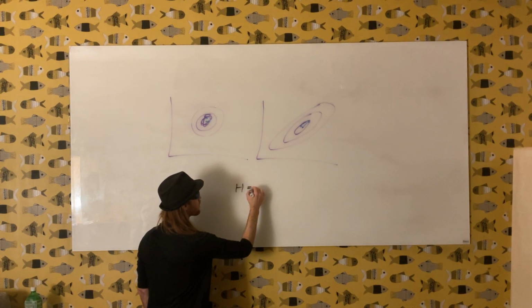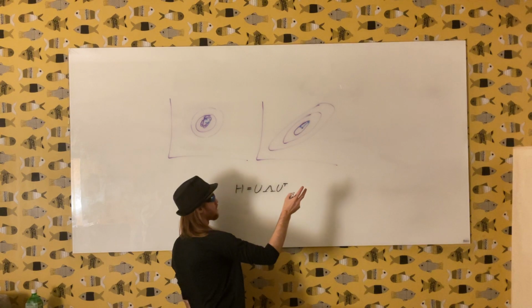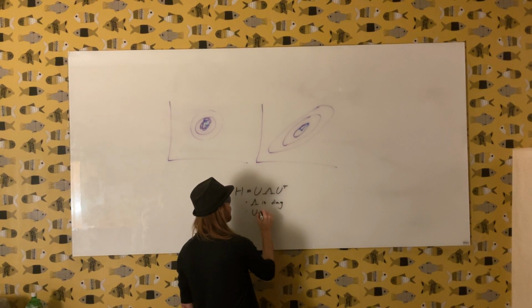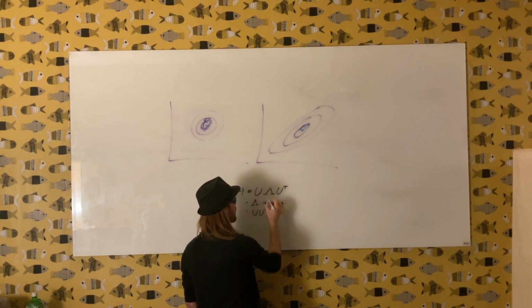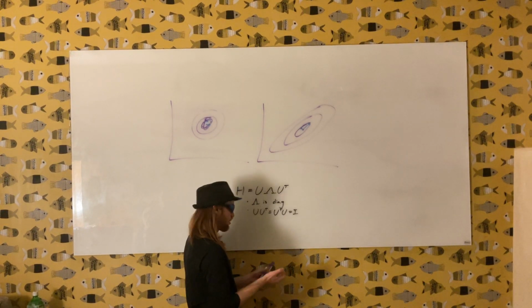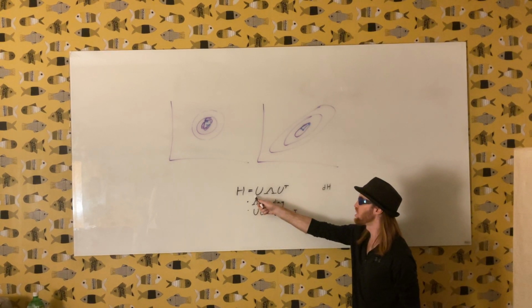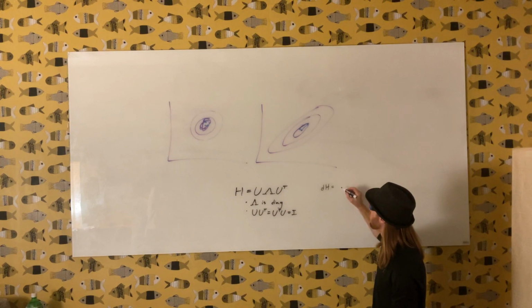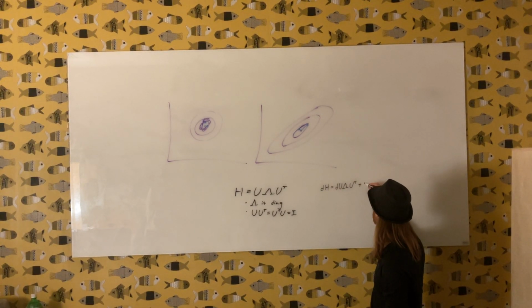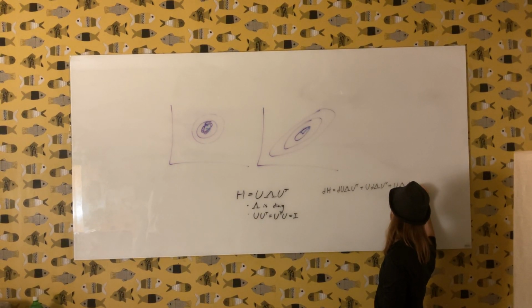So, we'll start with our definition of eigendecomposition. We've got H equals U lambda U transpose, and we have two constraints here. Lambda is diagonal, and U transpose U is equal to the identity, since in this case it's a square matrix. Now, I make some infinitesimal change to H, so dH on this side, and that gives me some infinitesimal changes in each of these. I use the product rule, same as usual in calculus, and get dU lambda U transpose plus U d lambda U transpose plus U lambda dU transpose.